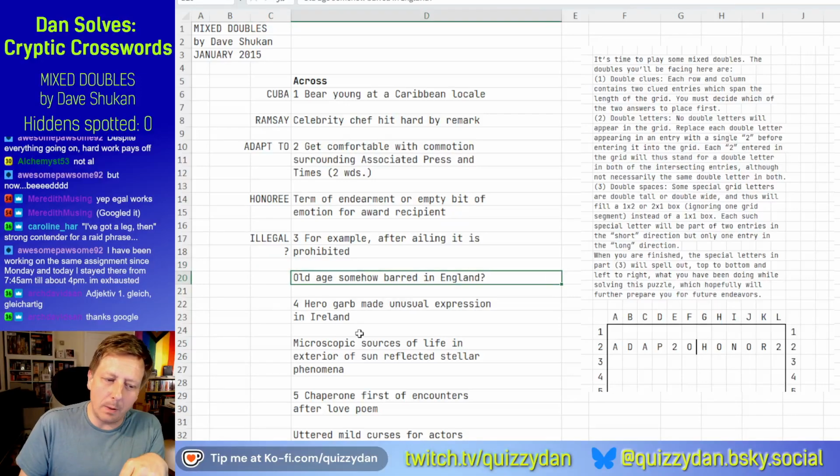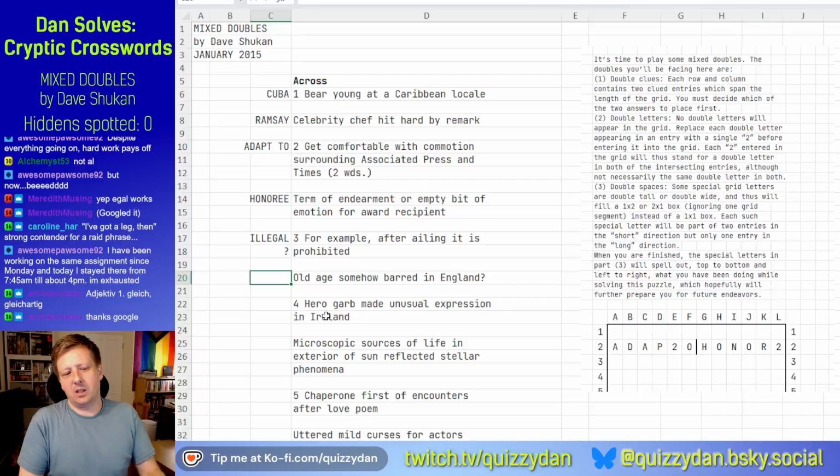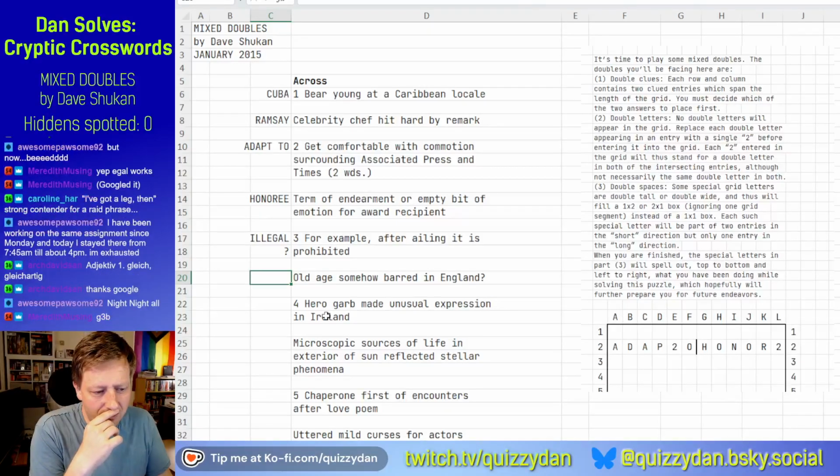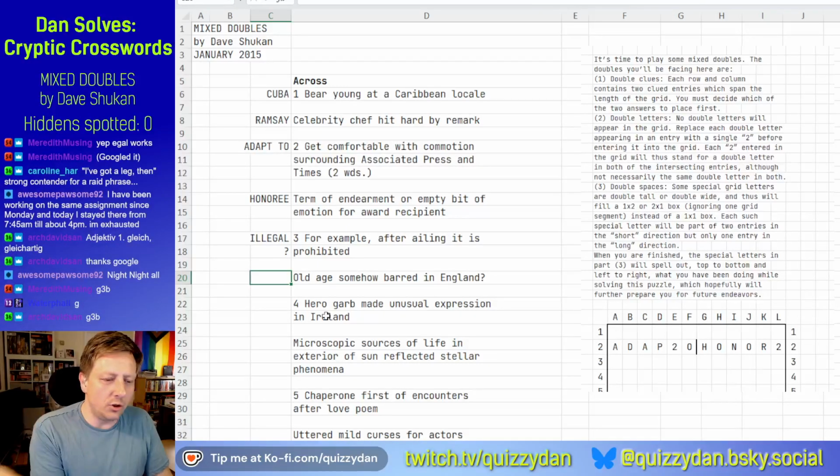Old age somehow barred in England. Anagram of barred in ENG for an abbreviation of England. So I sort of want, you know, nonagenarianism. No idea how that would fit in the grid. Barred in England. Is it a hidden? Old age somehow. Hang on.